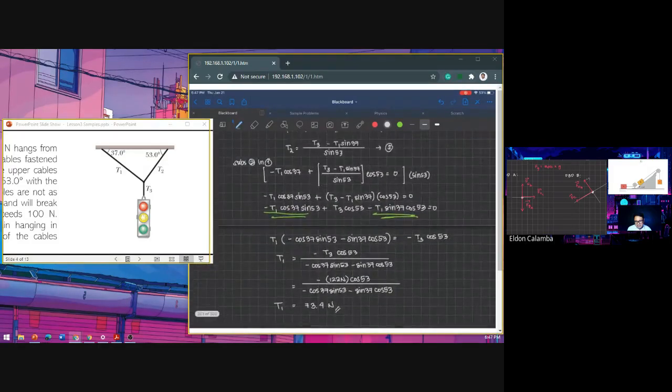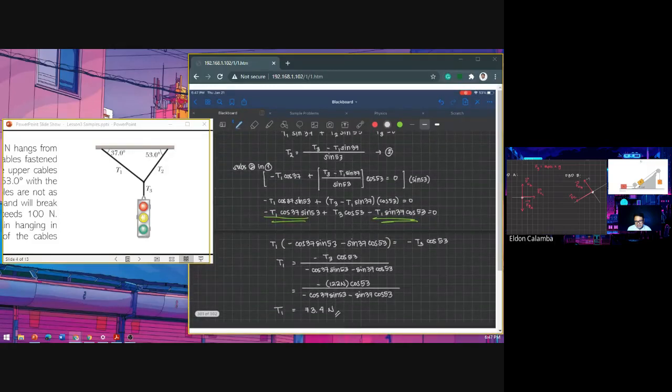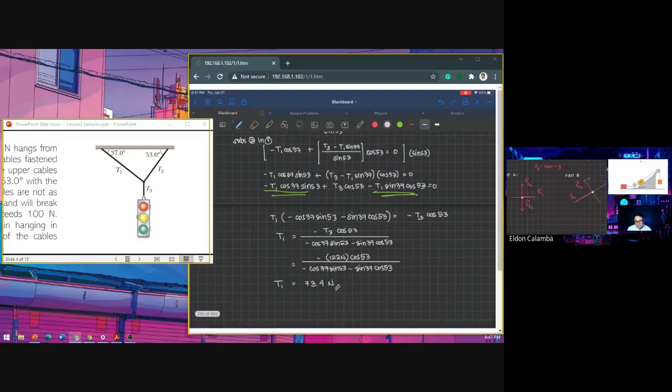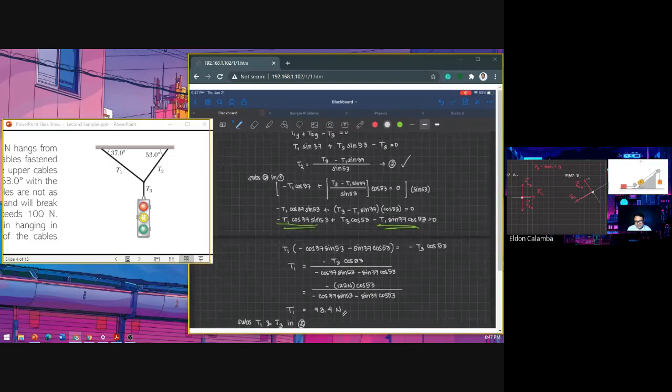So, paano kunin si T2? So, you just have to substitute T1 and T3 papunta ka equation number 2. This equation right here. Okay? So, substitute T1 and T3 in equation 2. So, I will just copy-paste lang ha.